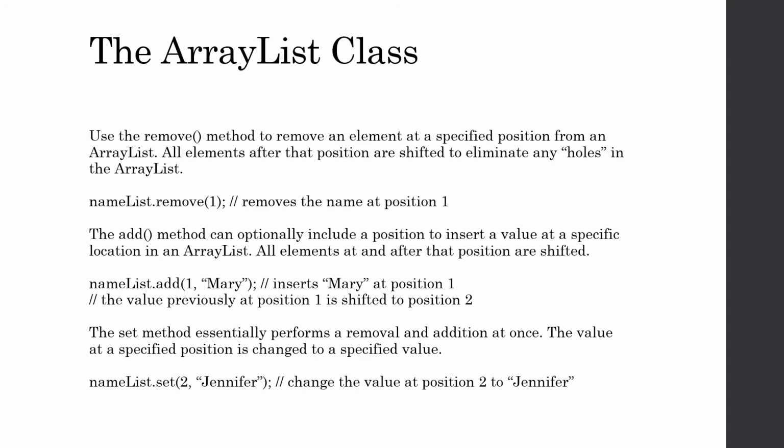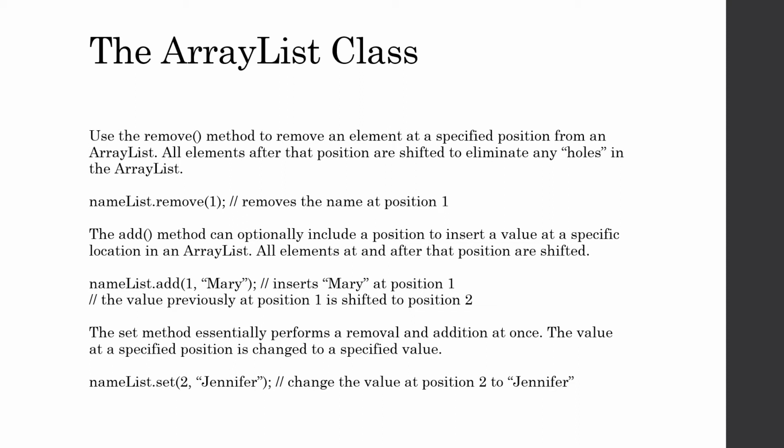Additionally, our add method can also optionally include a position to insert a value at a specific location in an array list. And just like with our remove method, we'll have to do a little bit of shifting. In this case, all elements at and after that position are going to be shifted in the other direction to make room for the item that you're trying to insert. So we're doing something like namelist.add.